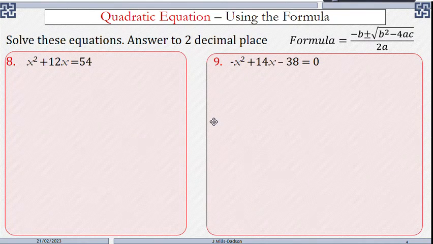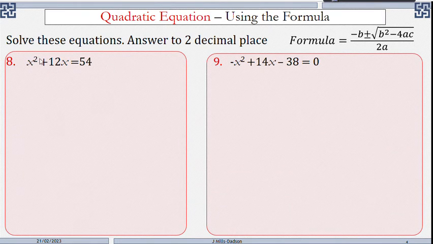Hello, welcome once again. We are going to talk about how to use the quadratic formula to solve quadratic equations. The formula is given as negative b plus or minus the square root of b squared minus 4ac, all divided by 2a. Before we do that, we need to pick our values for a, b, and c, but make sure the equation is in the right format. The right format is ax squared plus bx plus c equals 0.